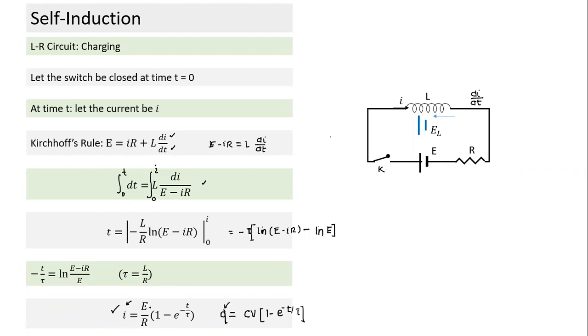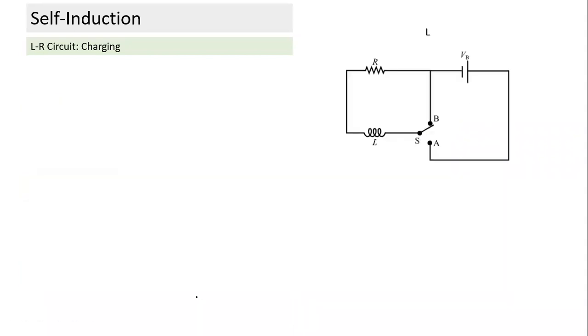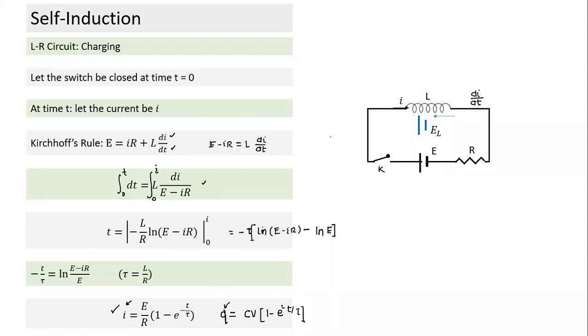So if we recall what happens in case of the RC circuit, it's easy to understand how the current will vary with time in case of the LR circuit. Okay, so that's the formula, and we'll come to that formula again.